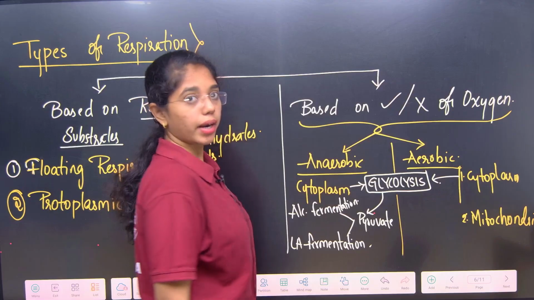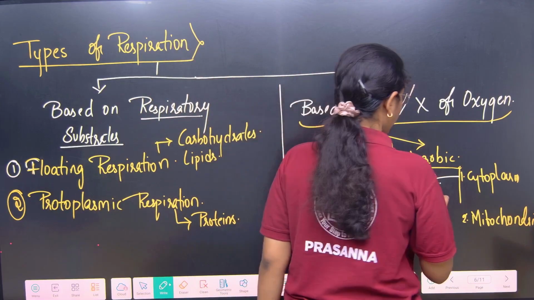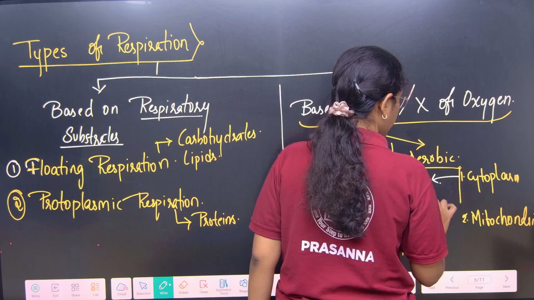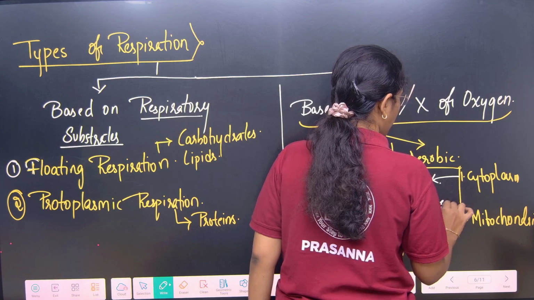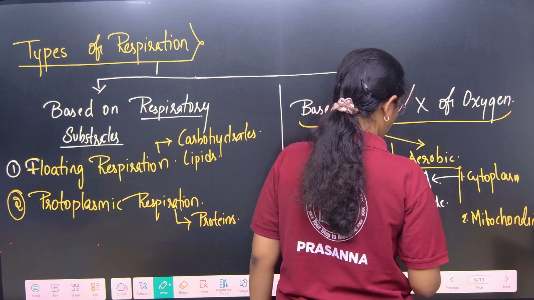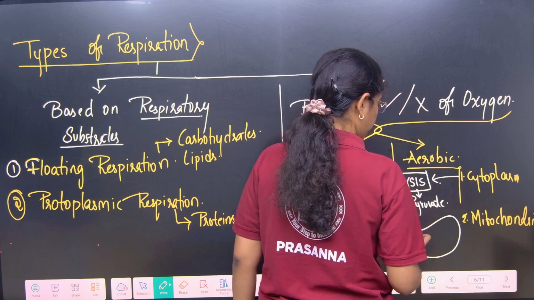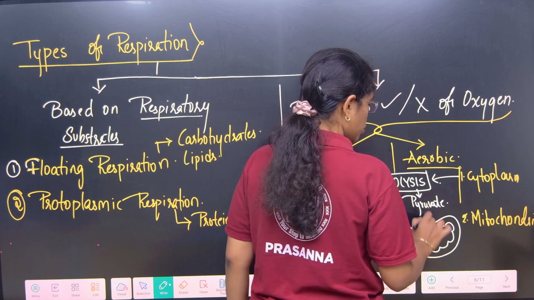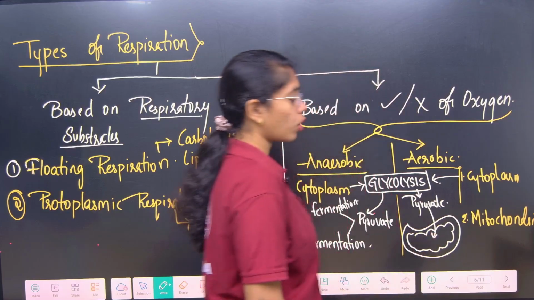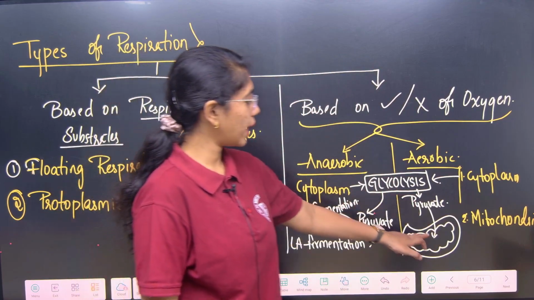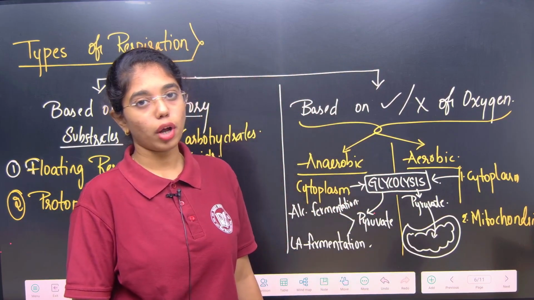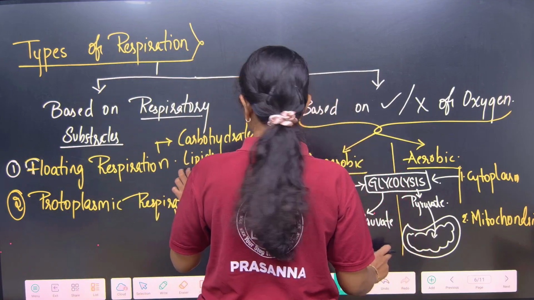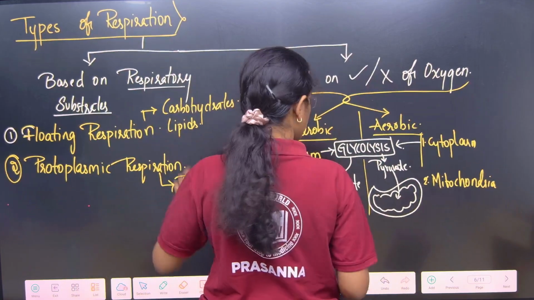Got it? Right? Now, after glycolysis, the product is of course pyruvate, and this enters into the organelle mitochondria. It enters directly into the mitochondrial matrix. Pyruvate directly enters where? Into the mitochondrial matrix. And inside the mitochondrial matrix, three steps take place.